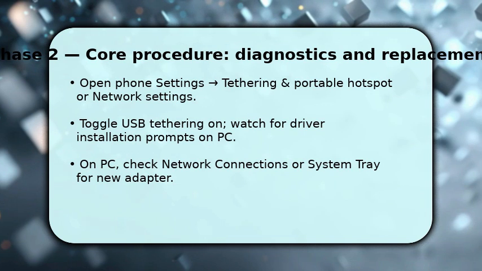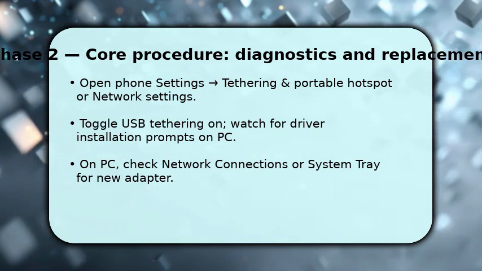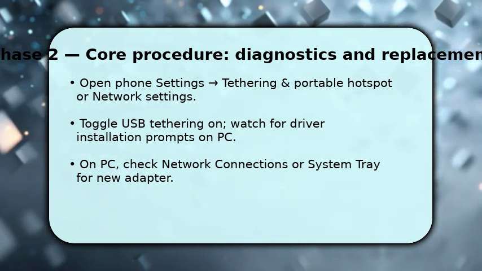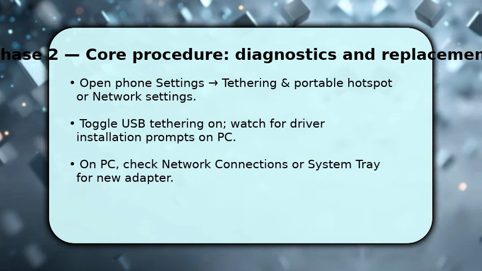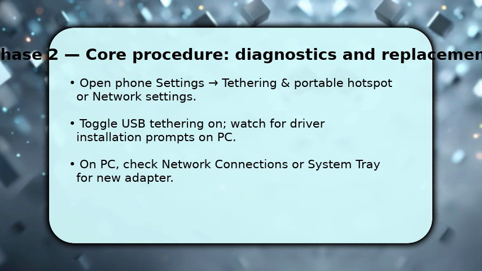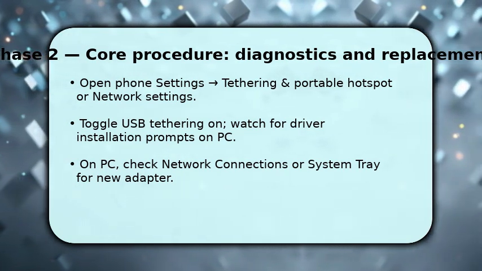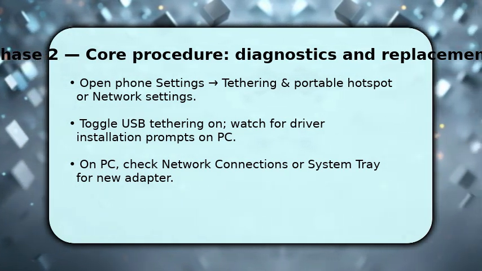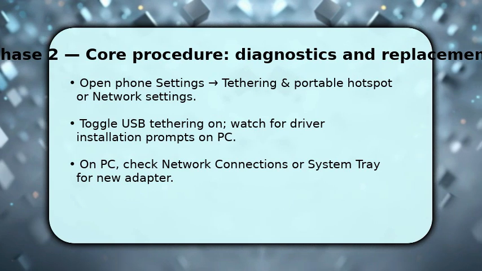On the PC, allow any driver or permission prompts. Windows or Mac OS may install a network adapter automatically. Once the adapter appears, make sure the PC's primary network is set to that adapter. If you need to, set the connection as metered on Windows to avoid large downloads.